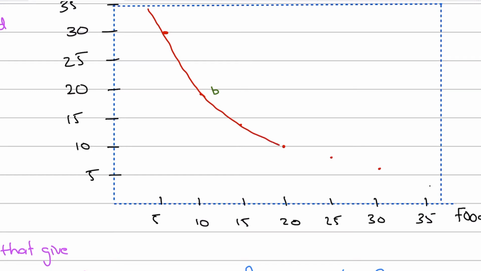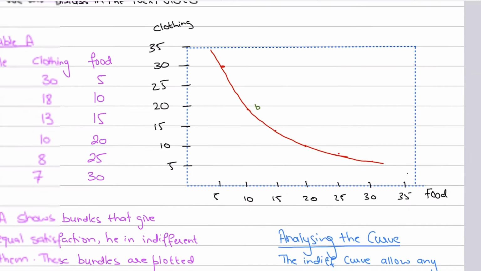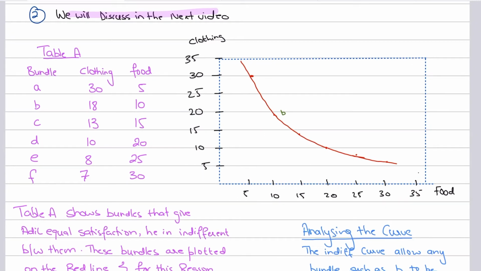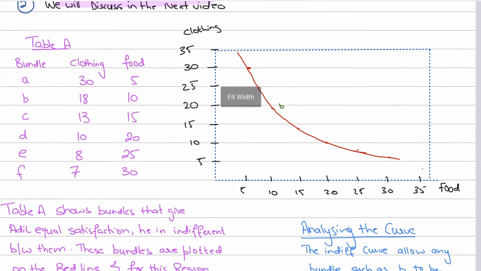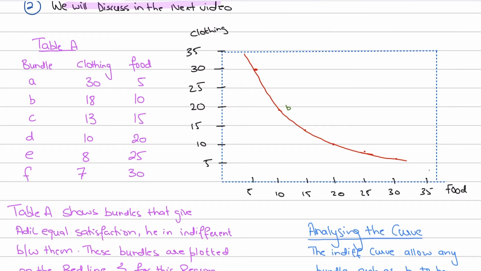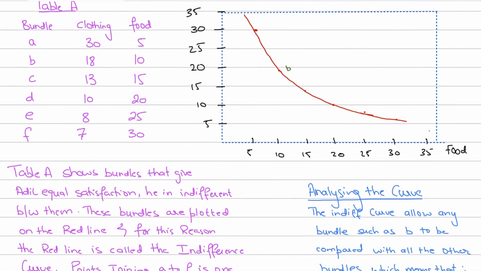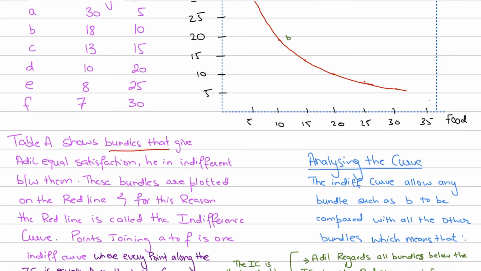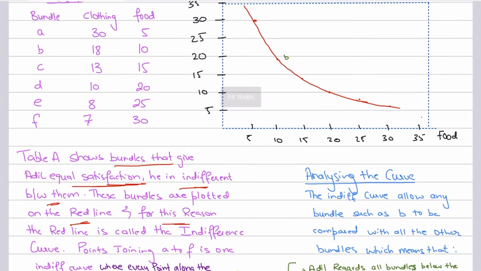But if I join these points together, what I'm getting is an indifference curve, right? So this, guys, is an indifference curve, basically an indifference line. It tells us that the consumer is indifferent between all these bundles. It shows the bundles that give Adil equal satisfaction, right? He's indifferent between them, and these bundles are plotted on the red line. For this reason, this red line that I've drawn connecting these bundles together is called the indifference curve, right?